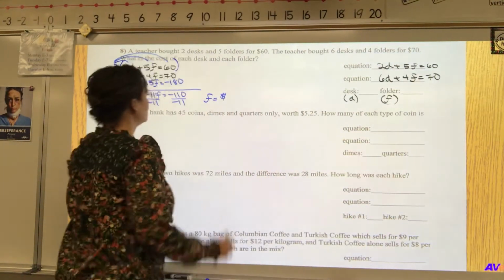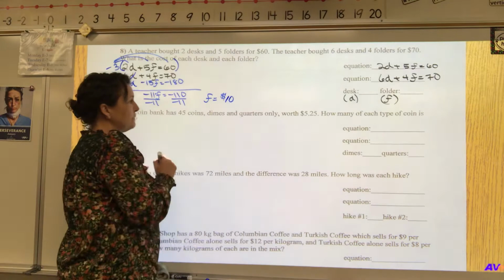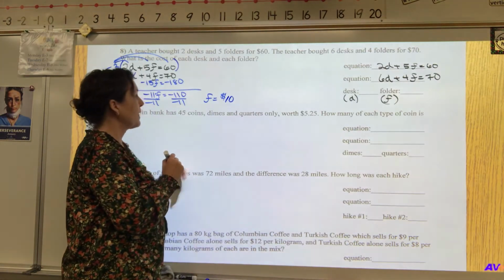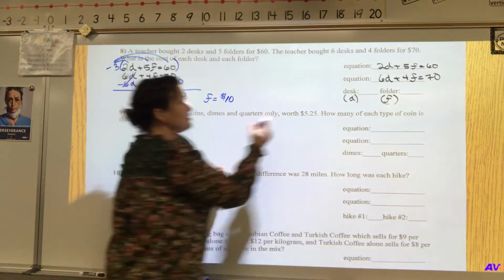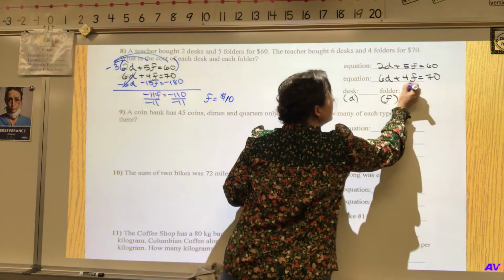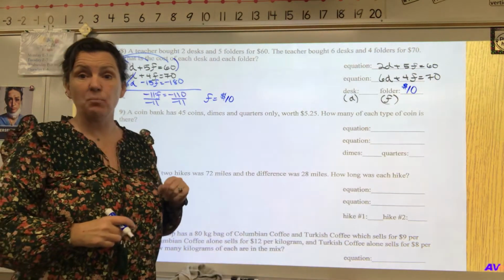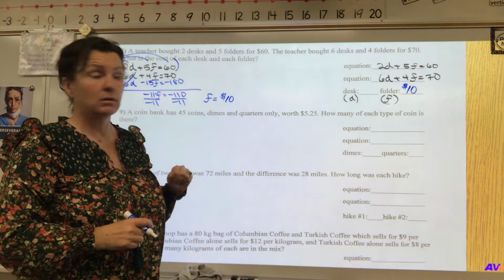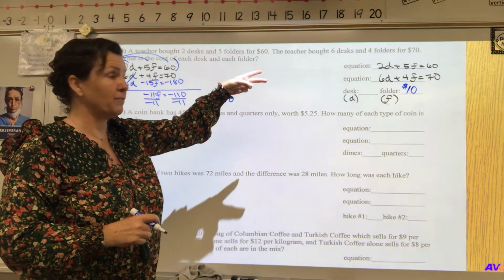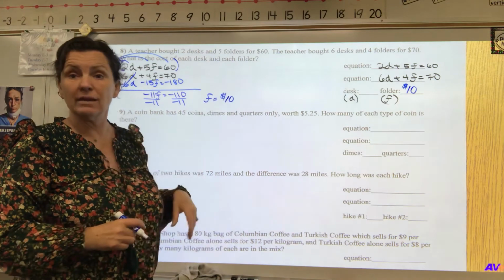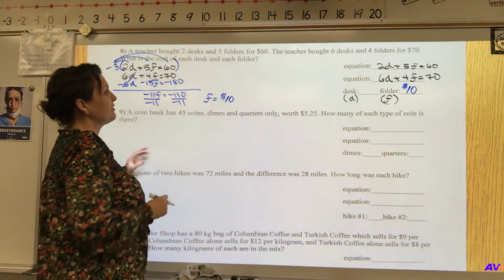But if you said a folder was $10, I agree. That's a pretty expensive folder, by the way. So folder $10, so I'm going to go over here and put that a folder is $10. Now I have 7.5 points on a 10-point question because I have the setup, 2.5, 2.5, and one of the answers, 2.5. But I need to find out the cost of a desk.